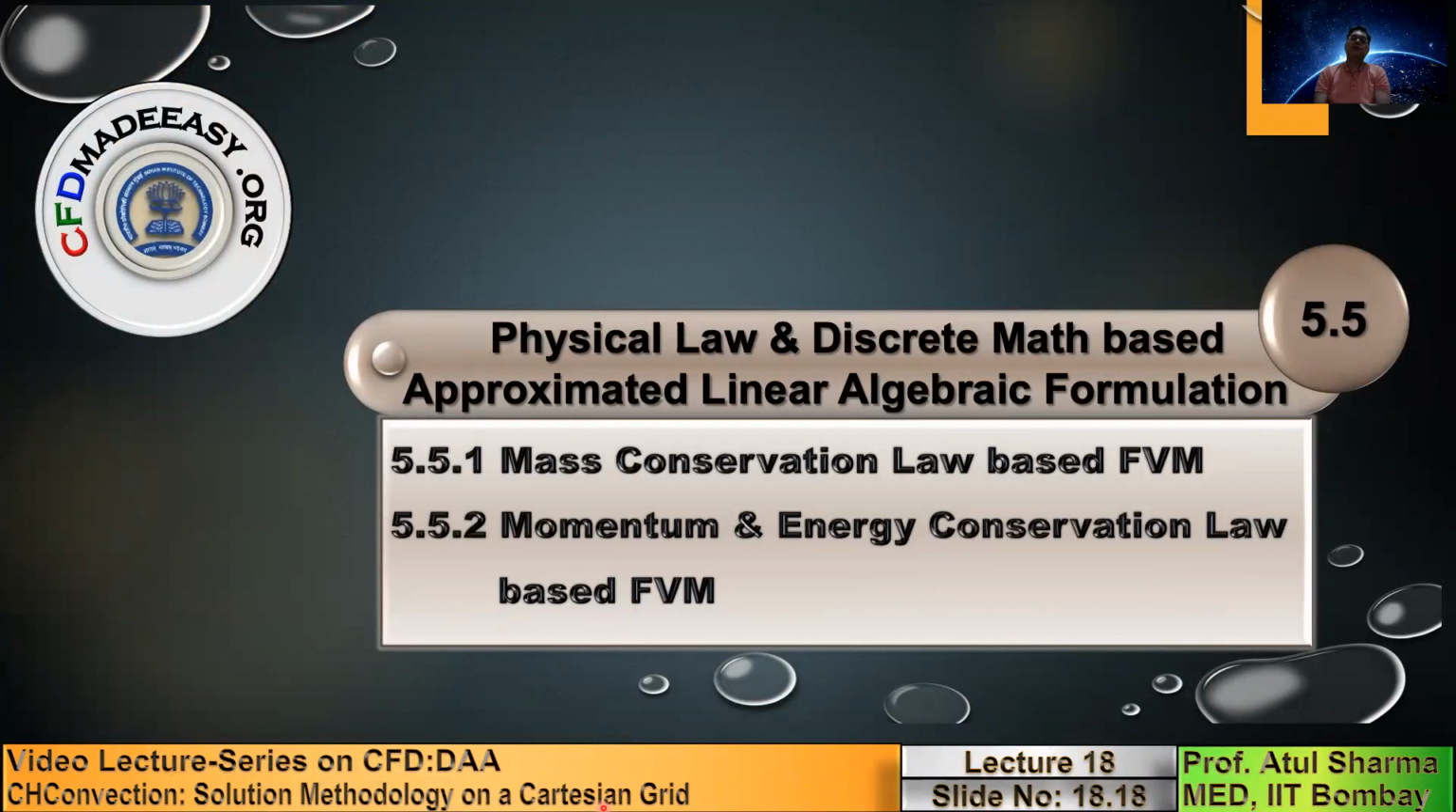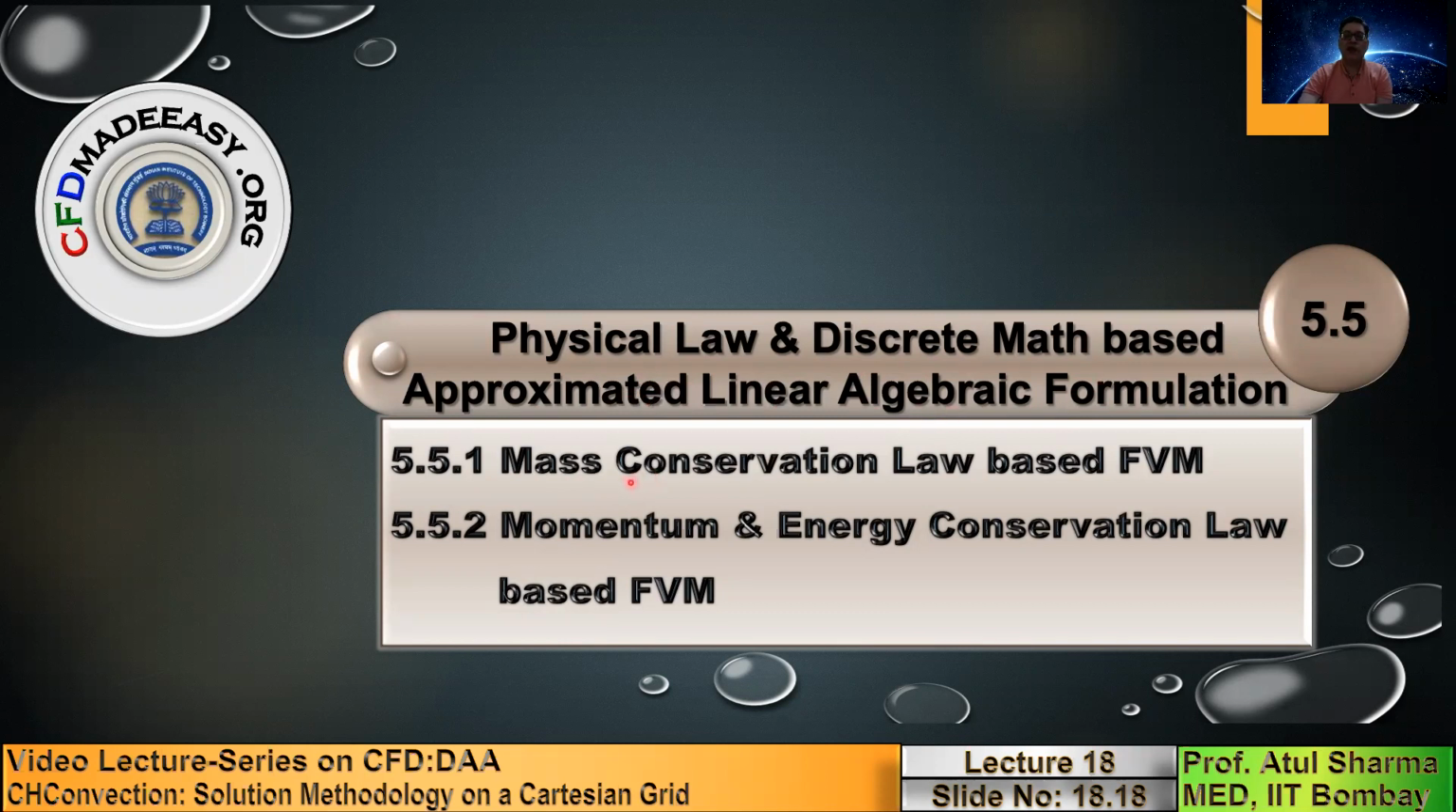So I started with a physical law and discrete math based algebraic formulation. Then I went into approximation. Now, when we substitute those approximations into the algebraic formulation, we get the approximated formulation. Okay, so in topic 5.3, I presented the algebraic formulation without any approximation. In 5.4, I presented approximation. Now we will combine 5.3 and 5.4, and we will obtain in this section 5.5 the approximated linear algebraic formulation.